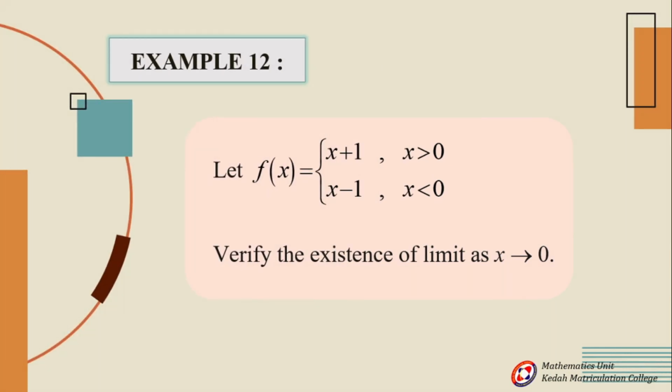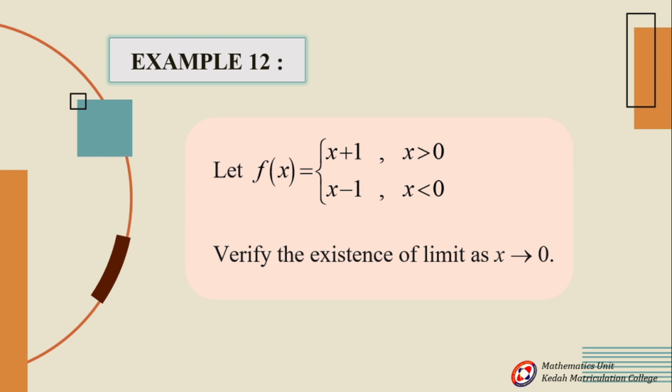Okay, example 12. Let f(x) be equal to x plus 1 when x is greater than 0, and f(x) equal to x minus 1 when x is less than 0. Verify the existence of the limit as x approaches 0. As we already know, the limit exists if and only if the right-hand limit and the left-hand limit both exist and are equal.